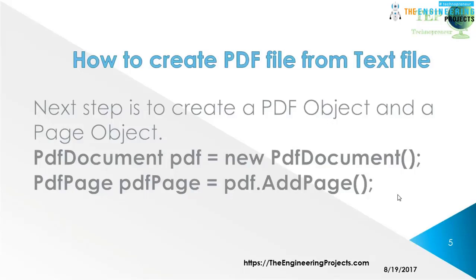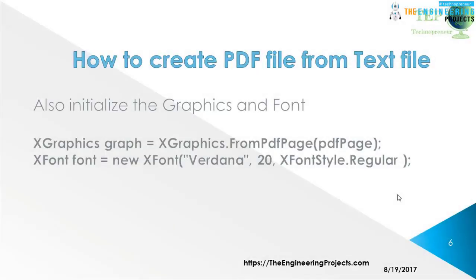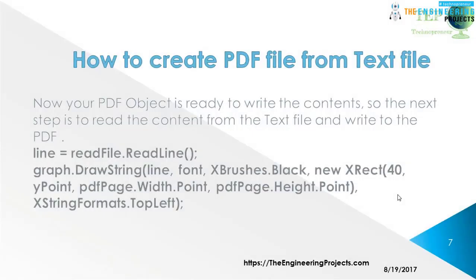First, you have to create the PDF object. PdfDocument pdf is equal to new PdfDocument, as we have done in our previous video tutorial, and then create a page for the PDF document. Also initialize the XGraphics and XFont. The object as graph is equal to XGraphics.FromPdfPage and the PDF page, and XFont to initialize the font style and coloring, etc. Now your PDF object is ready to write the content.